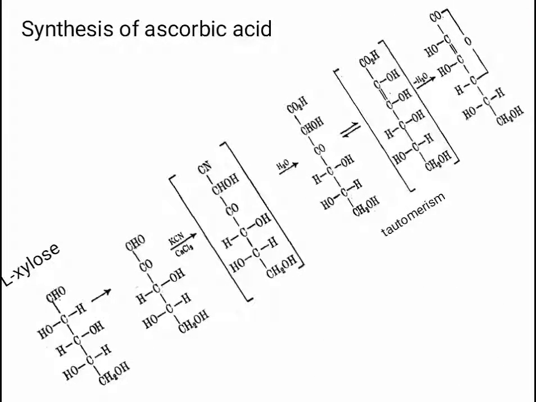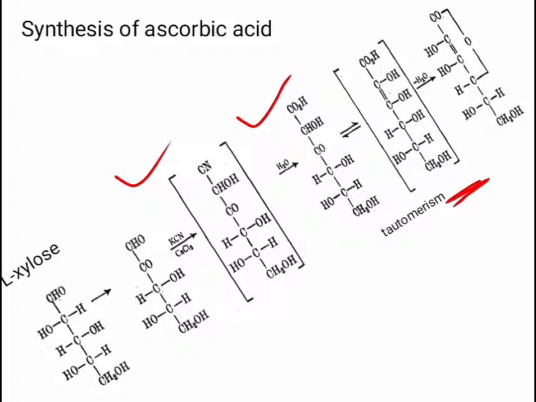Now this is the synthesis of ascorbic acid, the mechanism of the synthesis. At first take L-xylose, then make the 2 position a ketone. You know how to do it. You can make it via ozone. Then add KCN and CaCl2, so you will get this structure. Actually, this KCN will attack this aldehyde group, and then after hydrolysis you will get this type of acid, which on tautomerism will give this.